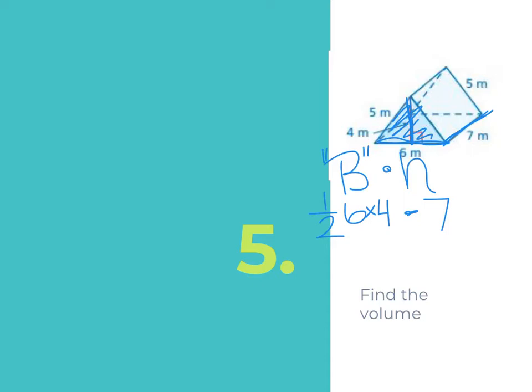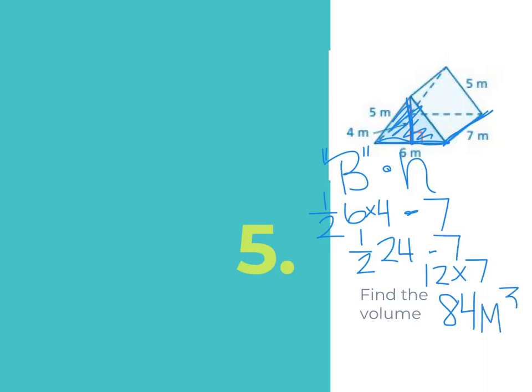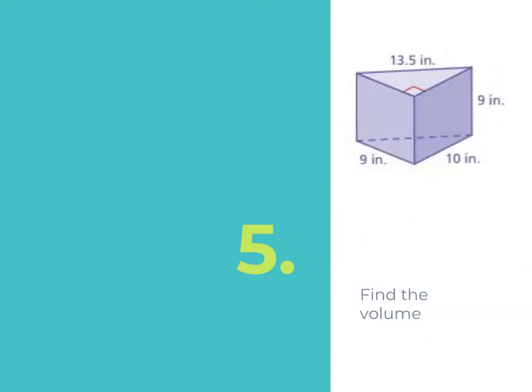So let's do our 6 times 4, and that's 24, and then times 7. Half of 24 is 12, times 7, and that gives us 84 meters cubed. Awesome. I think you guys are probably doing really well with this.